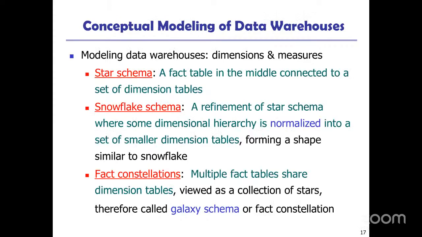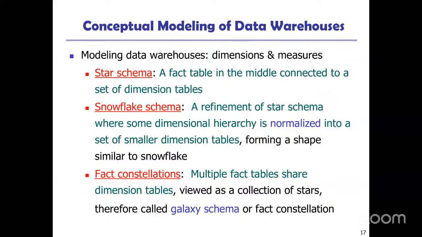And conceptual modeling of data warehouses. We have the star schema, modeling data warehouses related to dimensions and measures: star schema, snowflake schema, and fact constellation. Generally, constellation is related to stars, because millions and millions of stars will be there, and how those stars are near to each other in a particular group: constellation, galaxy. Generally, we say galaxy schema when we talk about galaxy.